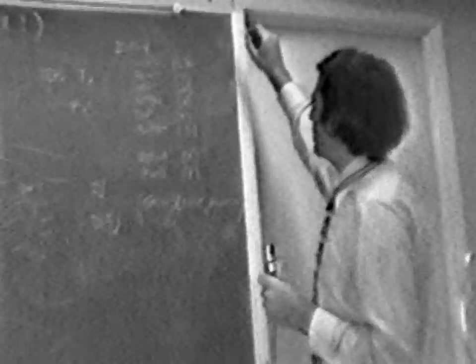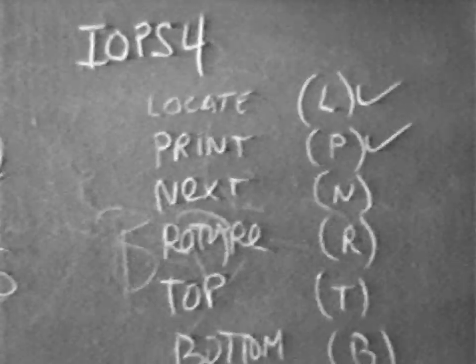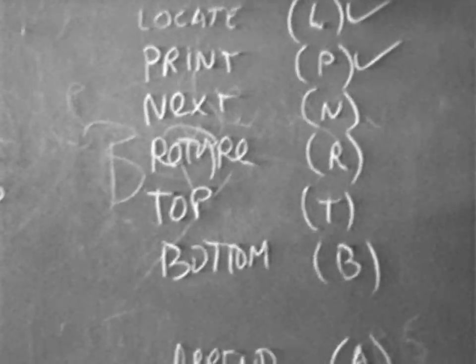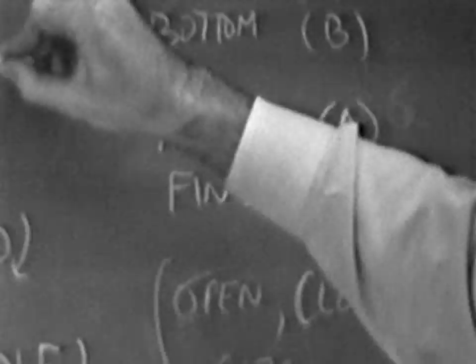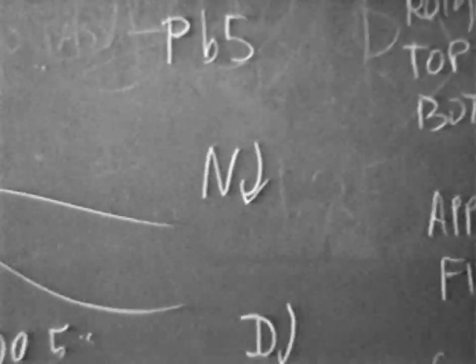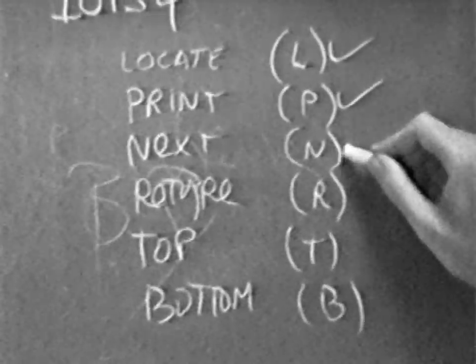So we've got the locate command, the print command. Let's say you locate a line and you want to get to the next line. Instead of saying locate and quoting the next line, you can just write N carriage return. That stands for next, okay? All right, that takes care of next.